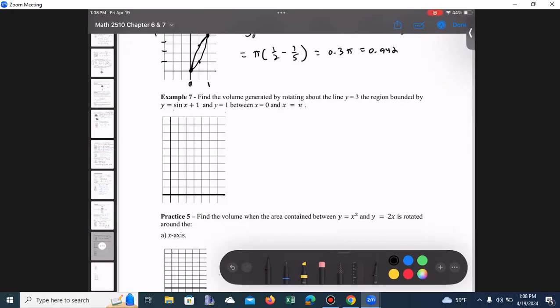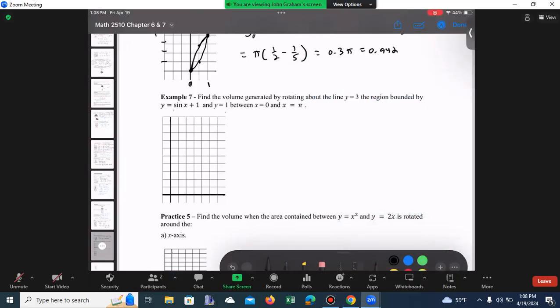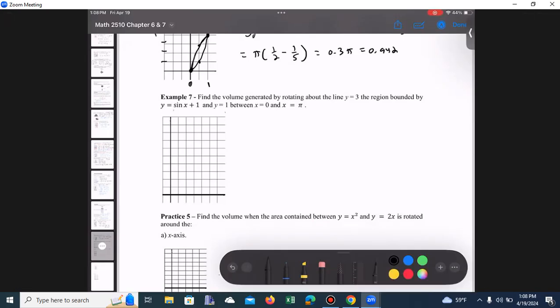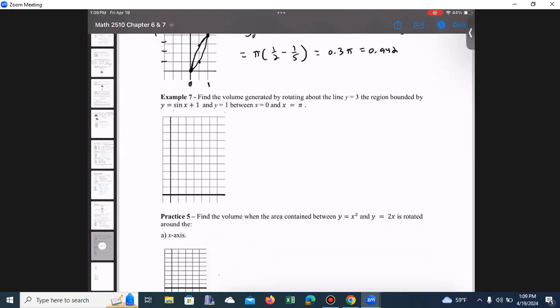All right, so now we want to find the volume. I'm going to make sure this is still recording. Okay. Find the volume generated by rotating about the line y equals 3 the region bounded by y equals sine of x plus 1, and y equals 1, x equals 0, and x equals pi. Right, so we're still going to use washers for this.